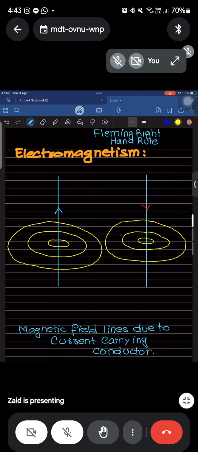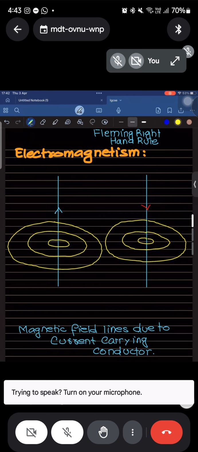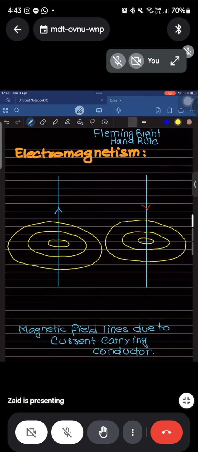Number one, you have to draw the concentric field lines in such a way that the first one is closer, a bit far, and the farthest. Number two, you need to remember that if the current is less, the field lines are going to be far separated. Please note down: the closer the field lines, the stronger the magnetic field.